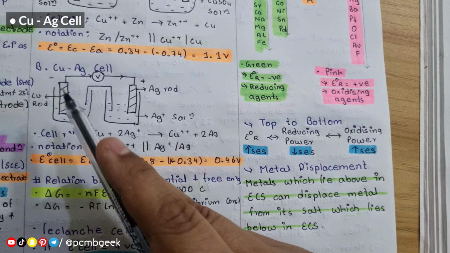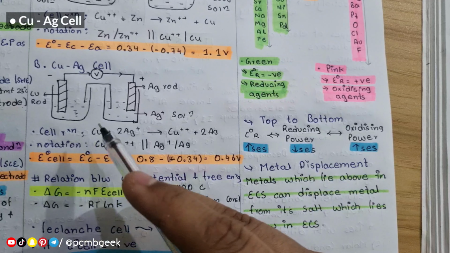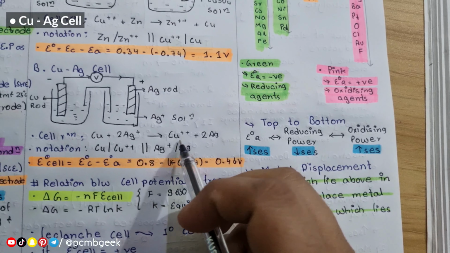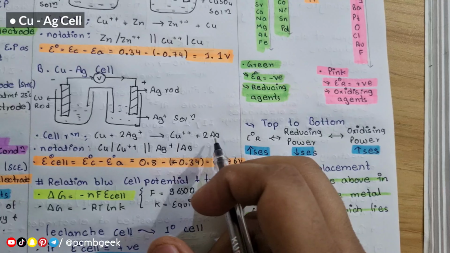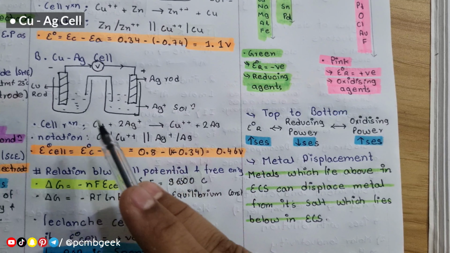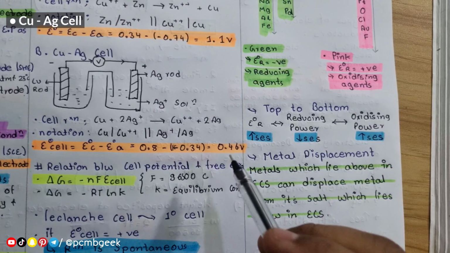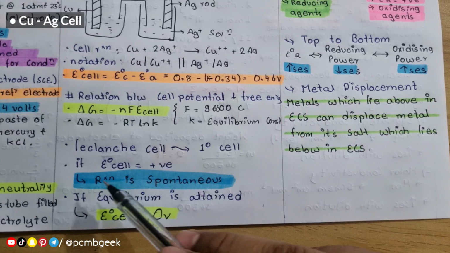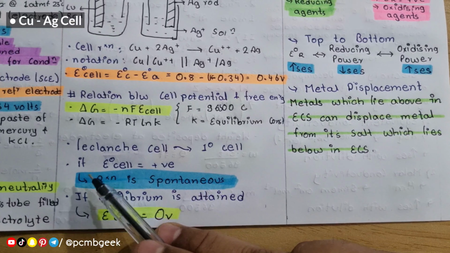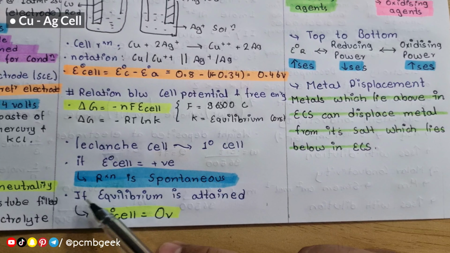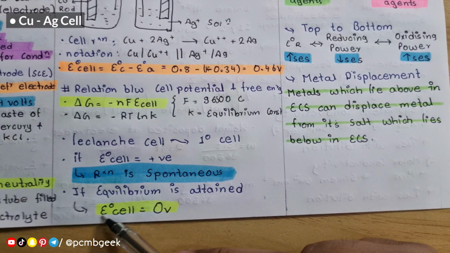Now the second one is Cu-Ag cell. The cell reaction is Cu reacts with silver ion to give Cu2 plus ion and reduced silver. The standard electrode potential of Cu-Ag cell or copper silver cell is 0.46 volts. Leclanche cell is a primary cell. If the E0 of cell is positive, that means the reaction is spontaneous. If equilibrium is attained, then E0 of cell equals 0.